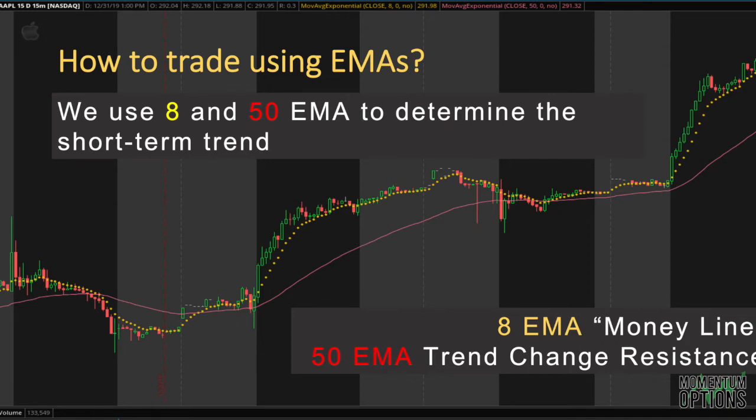And once price starts to get on the other side of the 50, then we look for things like here, where we have price, or the 8, trying to cross below the 50. And this right here is what we would call a bearish cross.